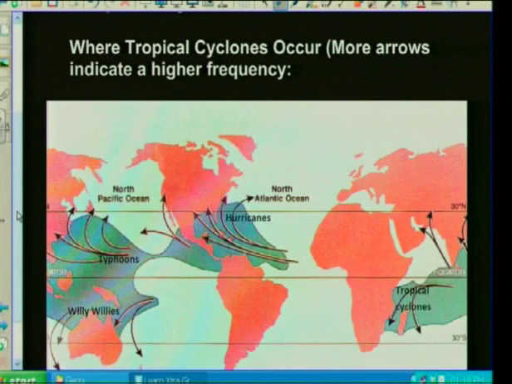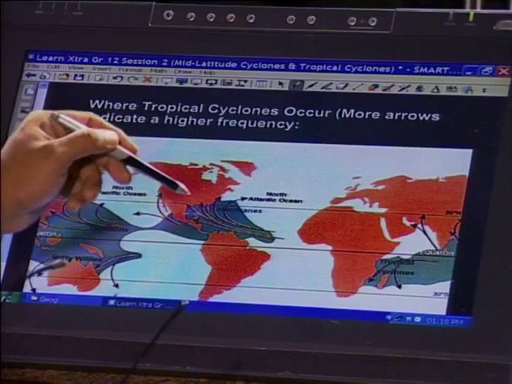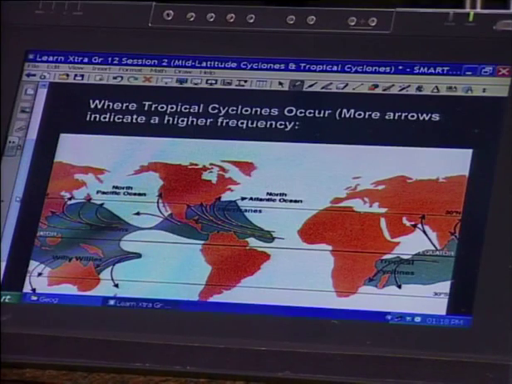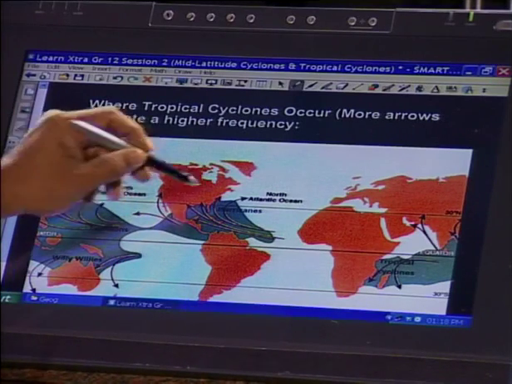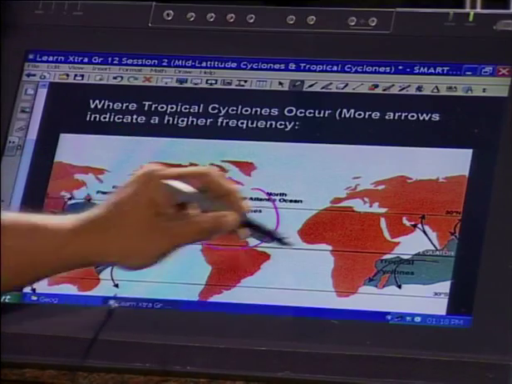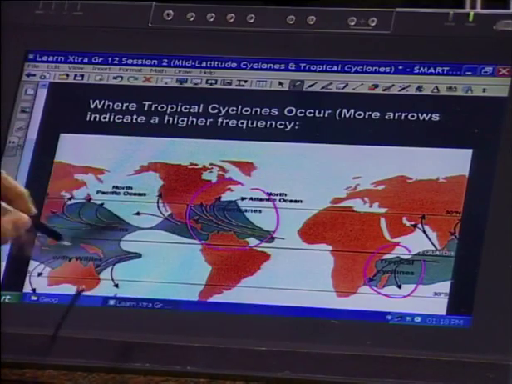Remember, mid-latitudes are in the westerly wind belt, and the tropics are in the easterly wind belt. Because it's the easterly wind belt, the wind comes in from east to west, and therefore tropical cyclones affect the eastern sections of the countries. Eastern sections, you'll notice, right through.